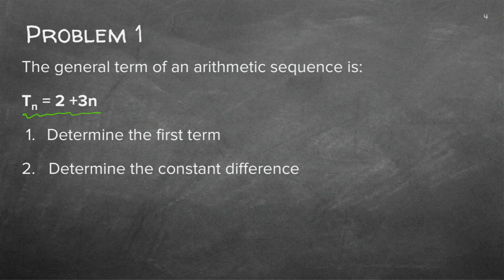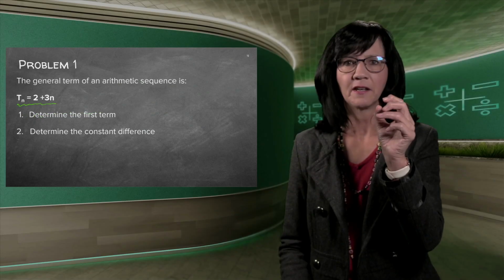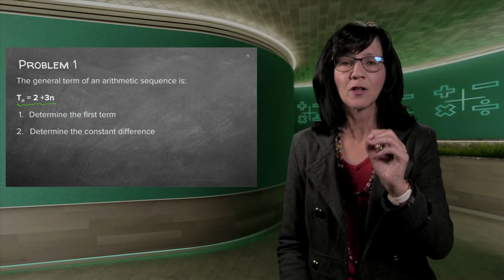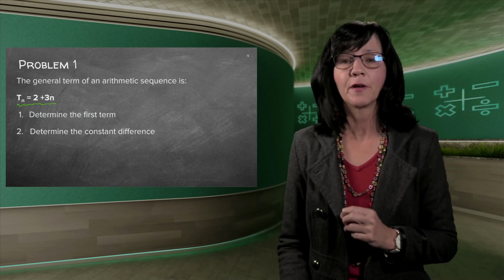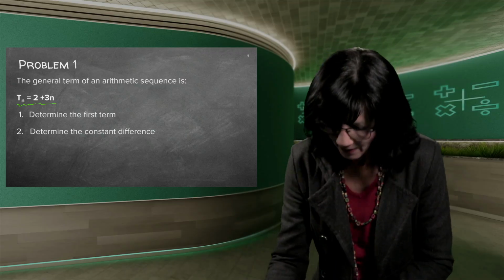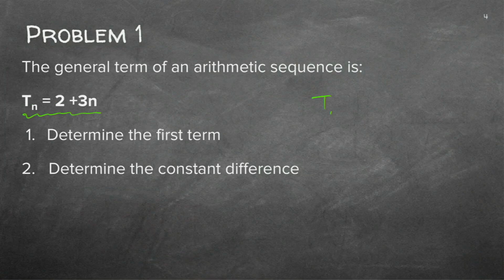Now remember, the little n tells me which term I'm working with. So if I need to determine the first term, I need to determine T1. So if I take my formula and I do 2 plus 3, instead of n, remember what we do when we substitute, we make an empty bracket and we fill the value in there, and I get the answer 3 plus 2 is 5. So I know my first term is 5.